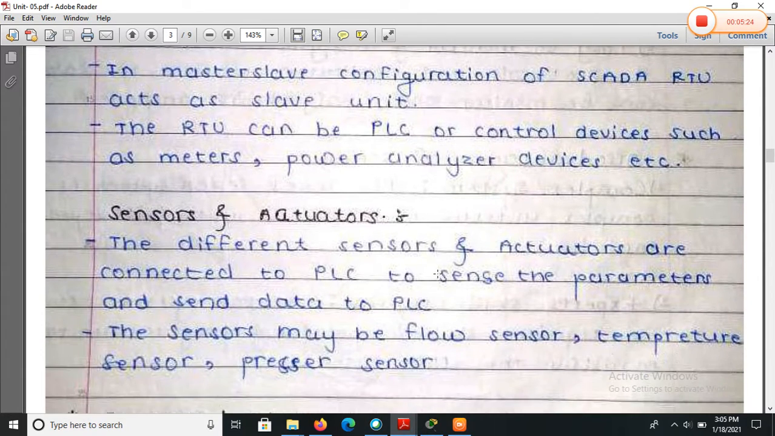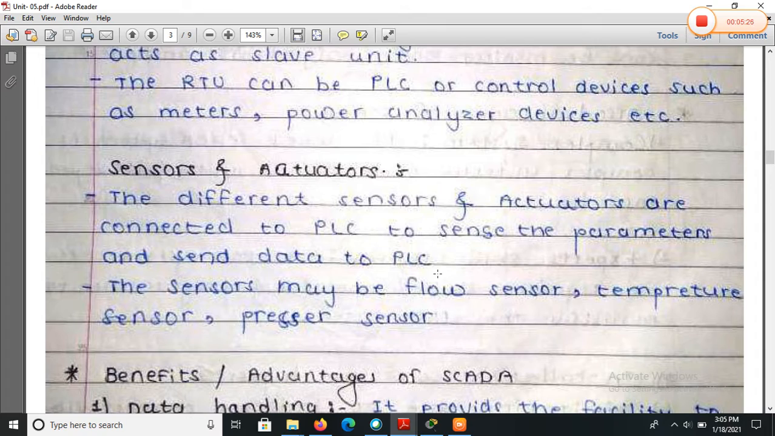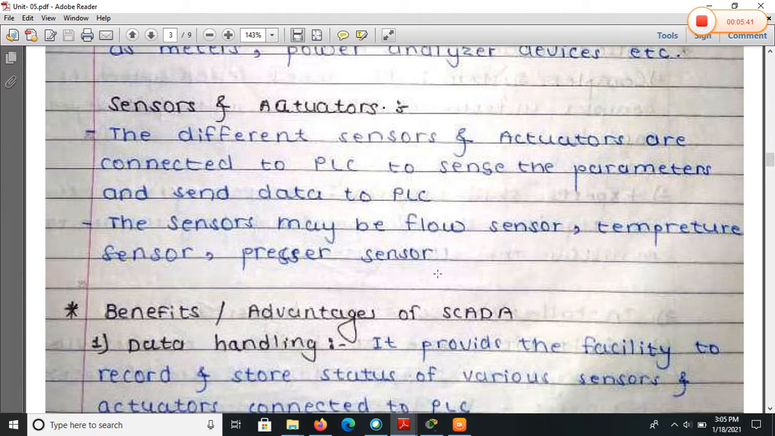Now, sensors and actuators. The different sensors and actuators are connected to the PLC to sense the parameters and send the data to the PLC. The sensors may be flow sensor, temperature sensor, pressure sensor, etc. Okay, this is the end of the block diagram of SCADA.